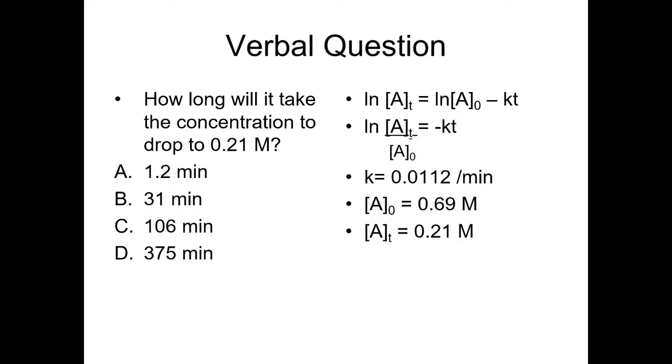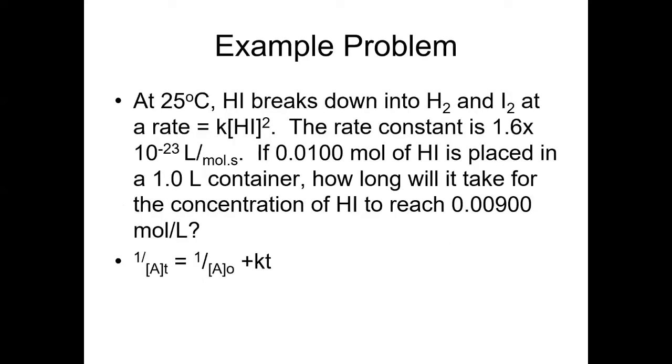All right, the last question. The one thing I want to point out about this is it doesn't say first order or second order or third order, but it does tell us what the rate law is. So from the rate law, rate is equal to K[HI] squared. What is the order of the reaction? Second order. And that means we're not going to use the natural log equations. We're going to use the 1/over equations. Okay, but obviously we don't have time to go into that.